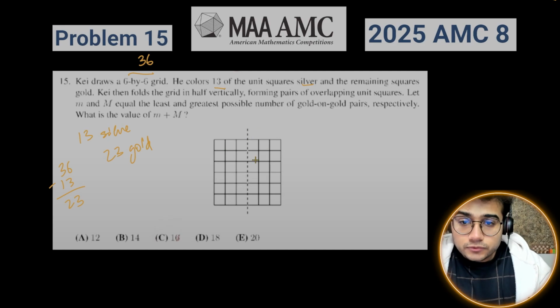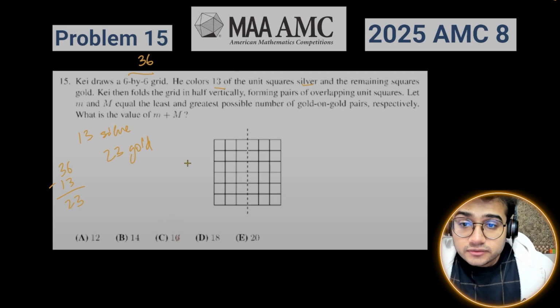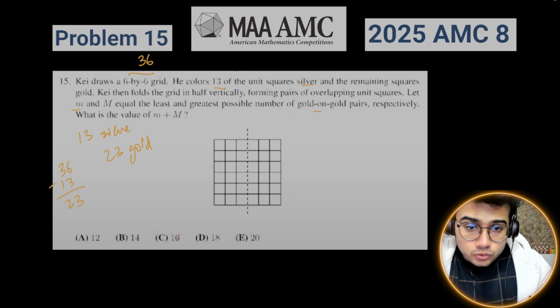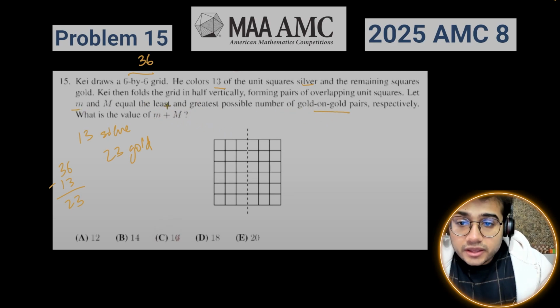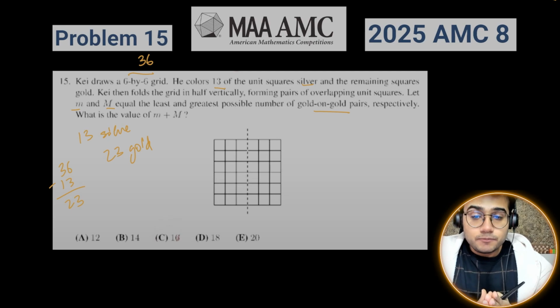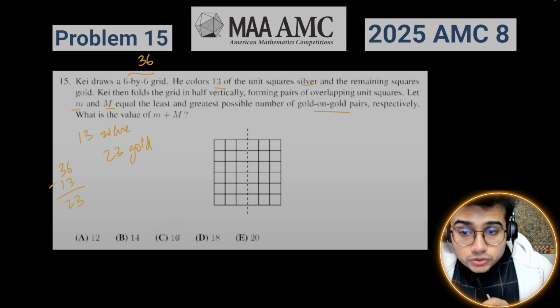And then he folds them vertically, and then of course we'll have overlapping squares. And they're saying small m is the least number of overlaps of gold on gold pairs, and then capital M is the greatest possible of gold on gold pairs. So they're saying when you fold them, what is the greatest possible number of squares where the gold is on top of the gold? Okay, so they're saying find the value of small m plus capital M.